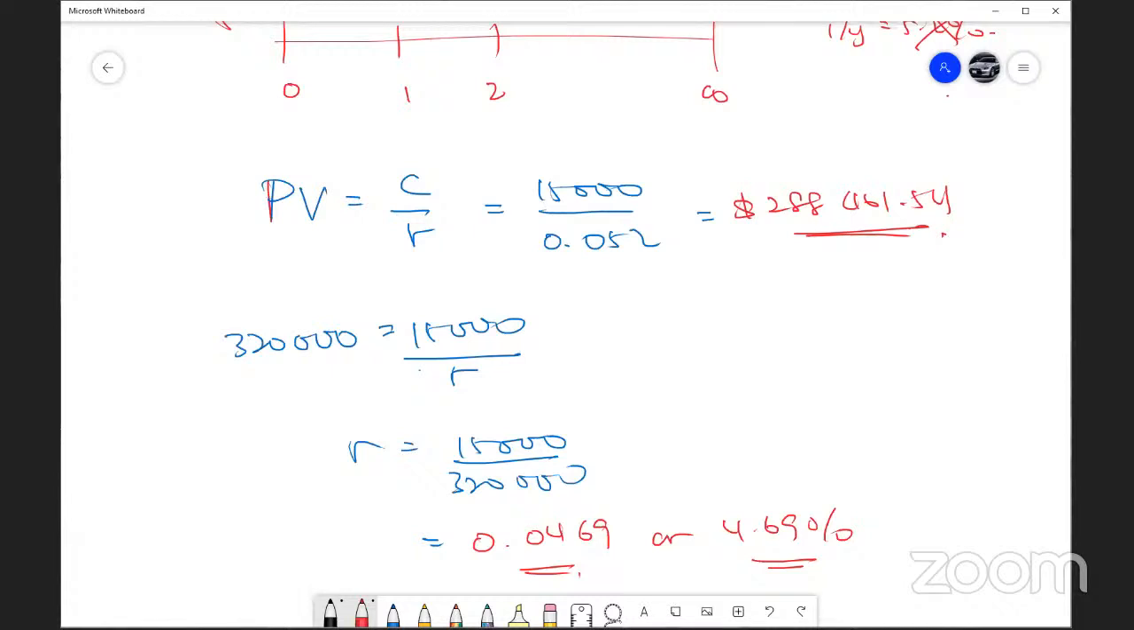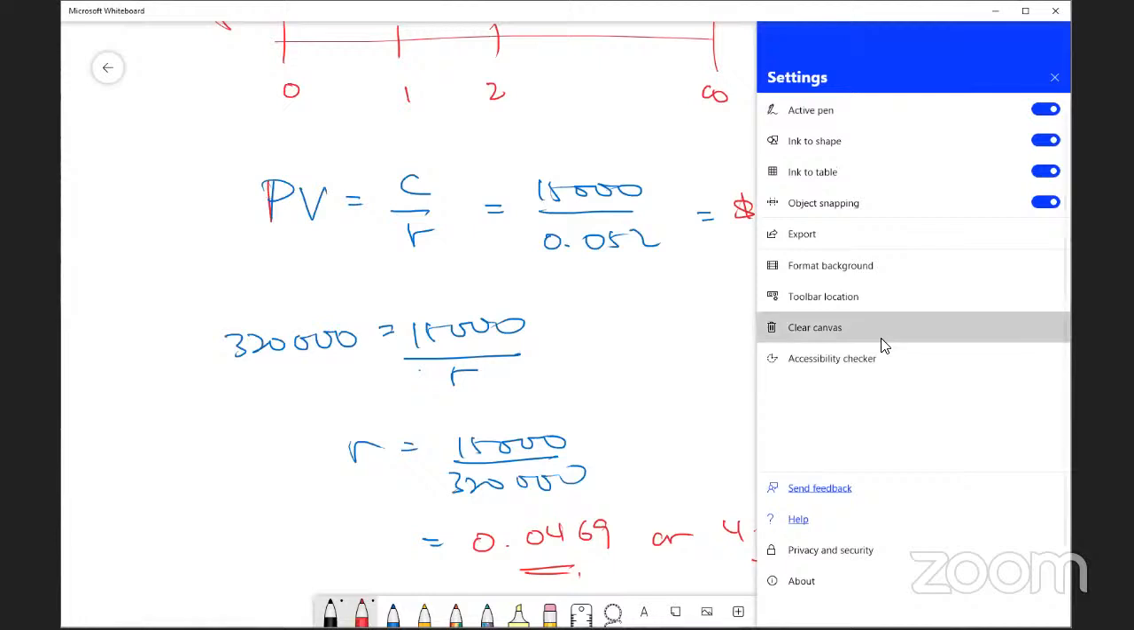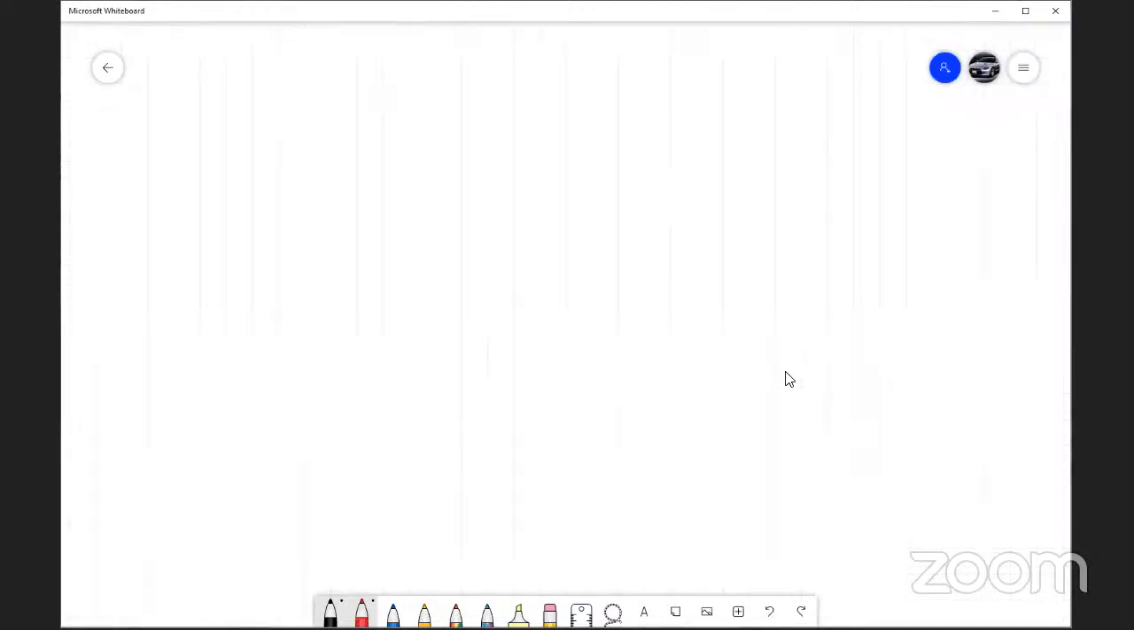Question number 10. Very tricky question here. This one is a bit confusing and tricky. So let's convert the table into a timeline. They tell you the present value of the following cash flow stream is 7,300 when discounted at 8% annually. What is the value of the missing cash flow? So put it into a timeline.